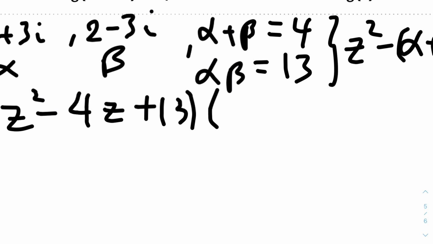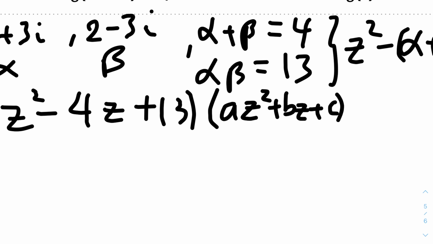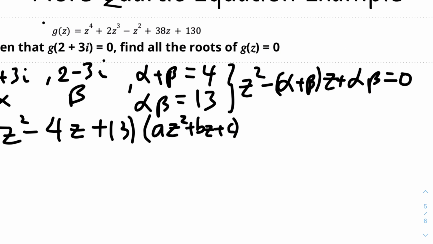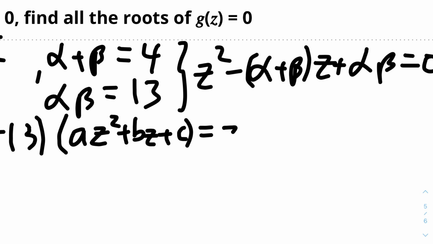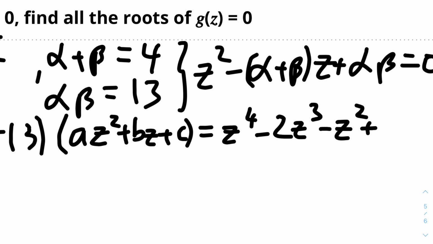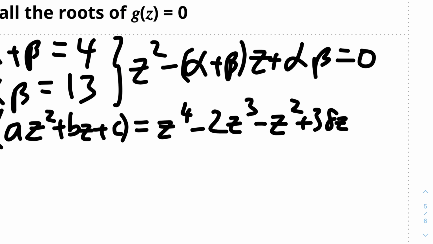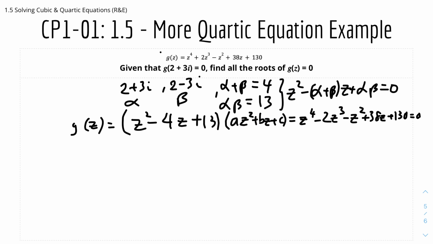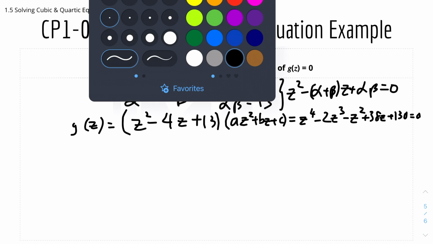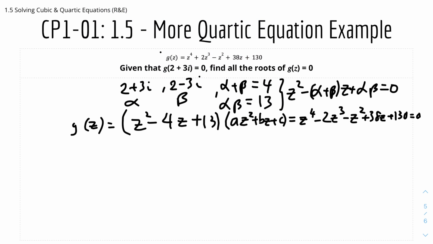And then we have a general term, z squared plus bz plus c. Oh sorry, not equals 0, but equals the original equation, which is z to the power 4 minus 2z cubed minus z squared plus 38z plus 130 equals 0. So we know this is true. That means you can find some terms first. So from this we know that z squared times a z squared is equal to 1z to the 4. That means a must be 1.